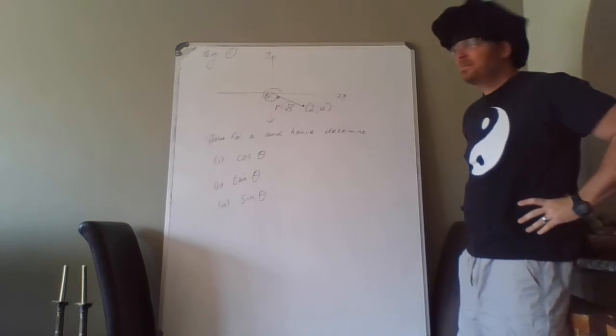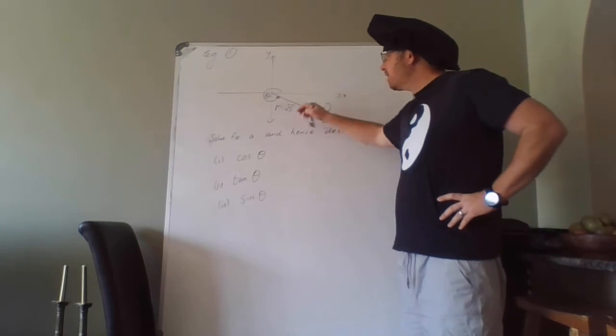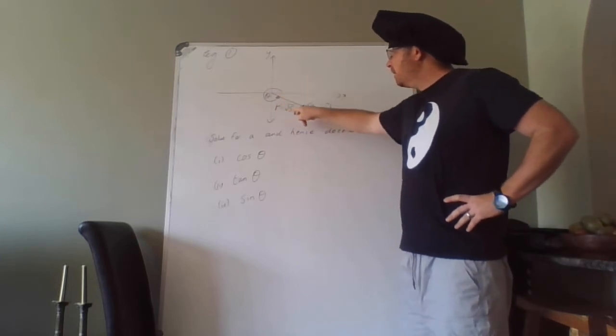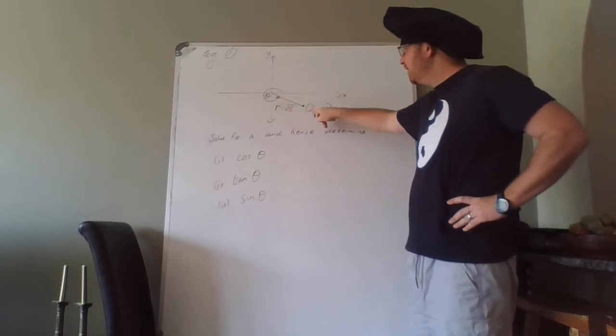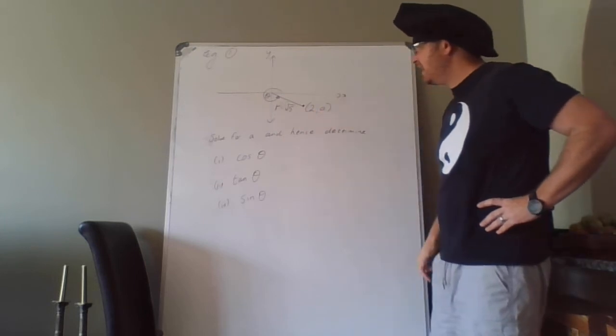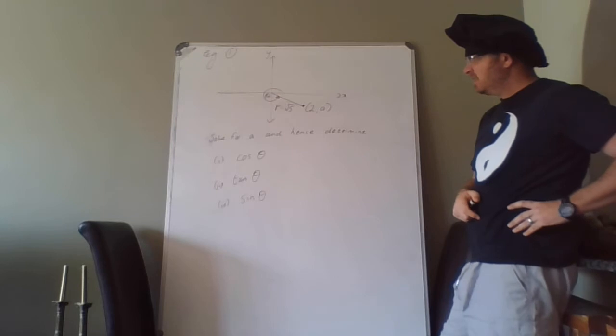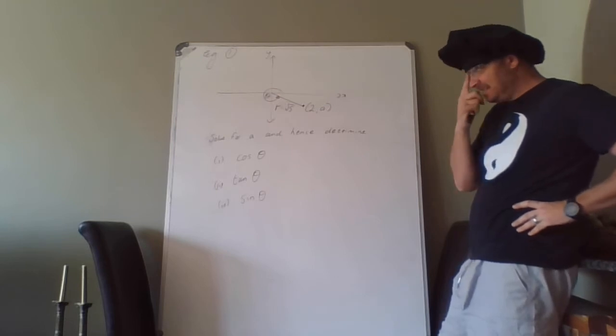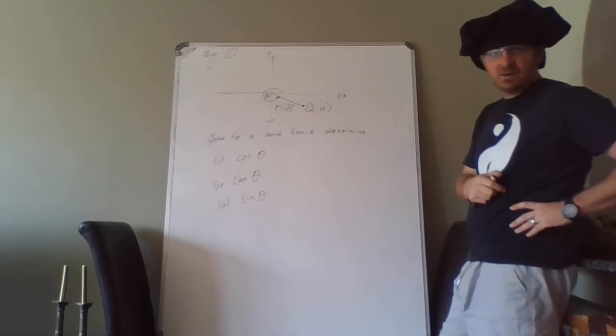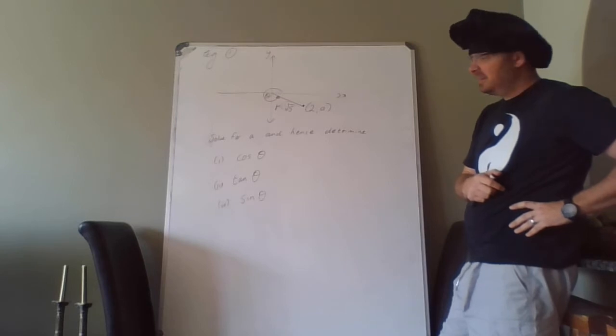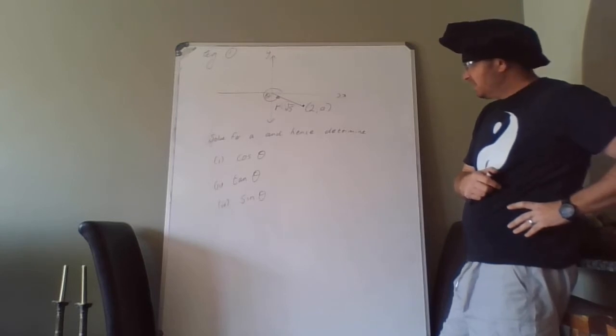Right. So we've got an angle theta on the Cartesian plane. The radius is equal to root 5. Your x-coordinate is 2, your y-coordinate is a. The question is: solve for a, and hence determine cos theta, tan theta, and sine theta. Right, off you go. Right, so now you've given it a try.